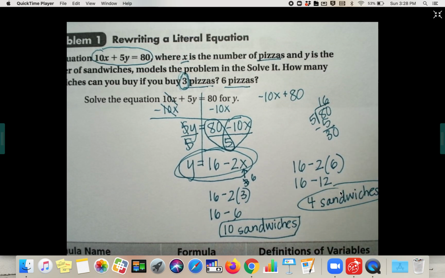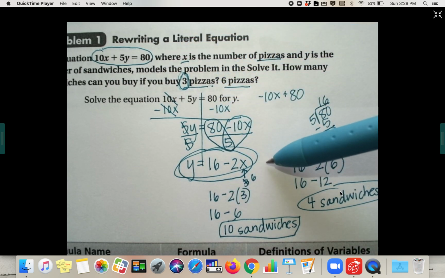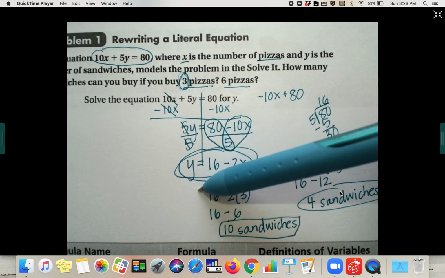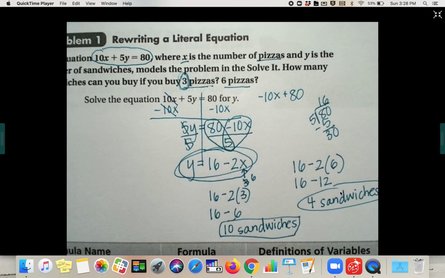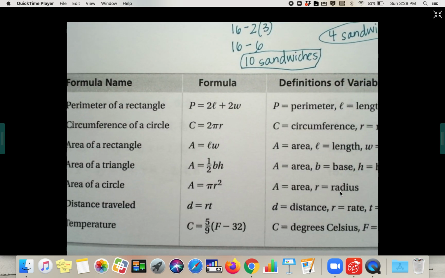So again, the reason you need to know how to rearrange an equation is that if we have some information, we can only solve it when the missing information is off to the side, by itself. Okay, I gave you a whole list of formulas here.